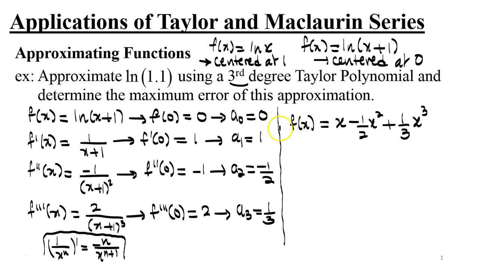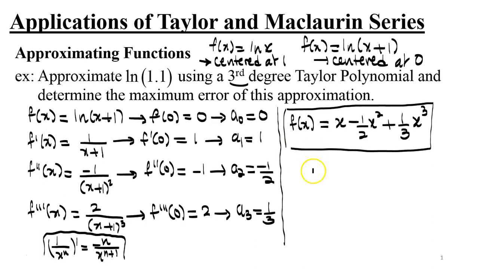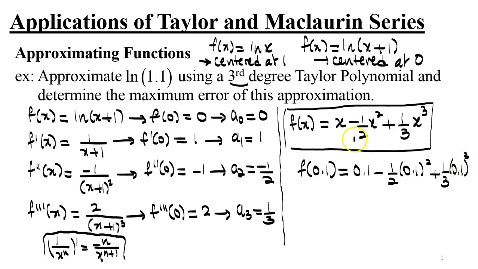So over here, now that I have found the third degree Taylor polynomial centered at 0, representing the function f of x, I could approximate ln of 1.1. Remember that my function is ln of x plus 1, so ln of 1.1 is obtained for x equals 0.1. So over here I need to find f of 0.1, and I do that by replacing x by 0.1 in the given Taylor polynomial. Sorry, this is 0.1 cubed.